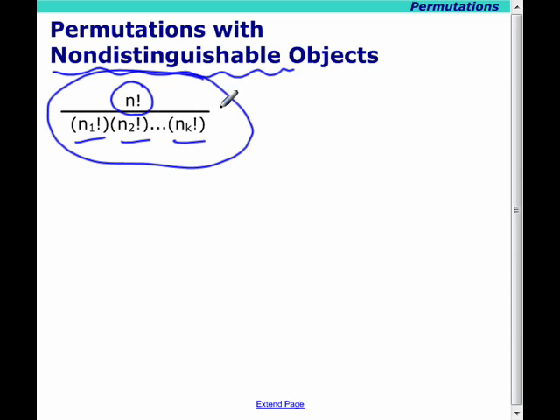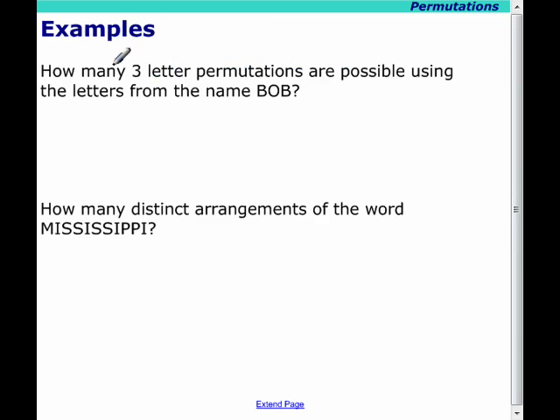For example, how many 3-letter permutations are possible using the letters from the name Bob? Okay, so there's Bob. There are 3 letters altogether. So how many 3-letter permutations? I could write 3, pick 3 if I wanted to. But then I have to divide it by anything that's repeating. B is repeating twice. So since there are 2 of the same letters, I divide this by 2 factorial.